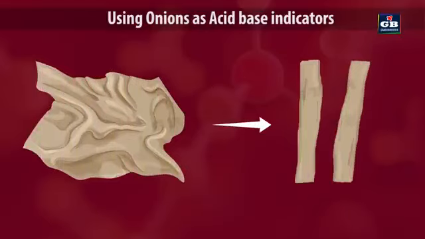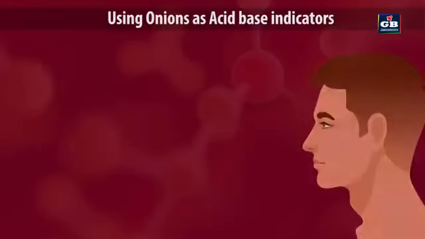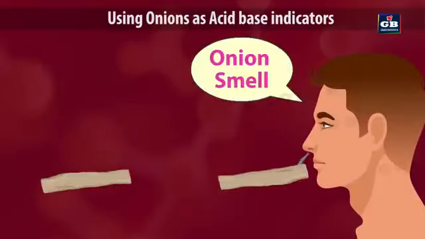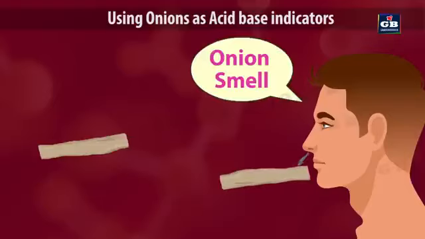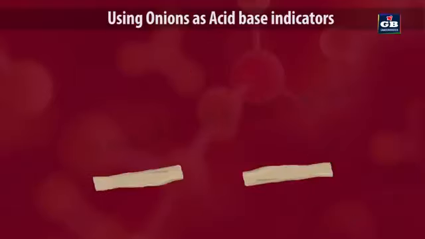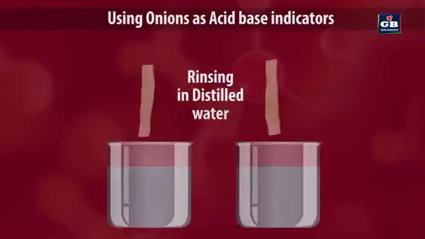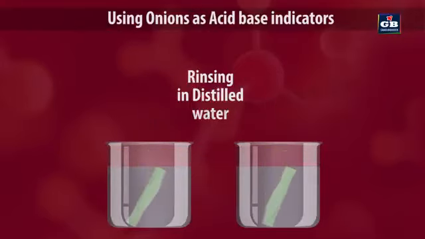Cut 2 strips from the cloth as shown. Now smell these 2 strips of cloth. You will get onion smell from both the strips. Now place these strips on a flat surface and add dilute HCl drops to strip 1 and sodium hydroxide drops to strip 2. Rinse these 2 strips in distilled water separately.